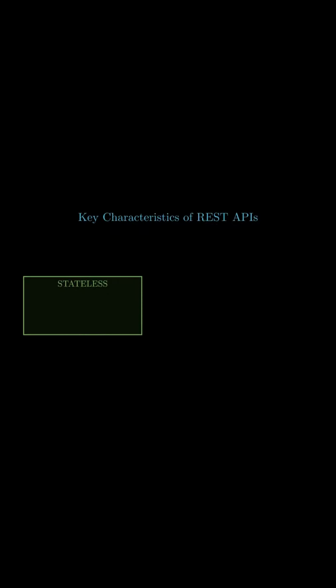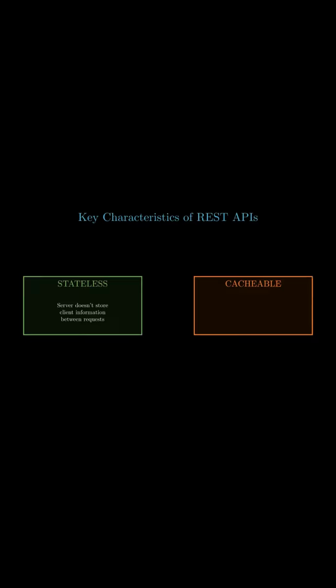Now, let's talk about the key characteristics of REST APIs. They are stateless, meaning that the server doesn't store any information about the client between requests. They are also cacheable, which means that the client can store the response from the server for future use. This makes REST APIs efficient and scalable.